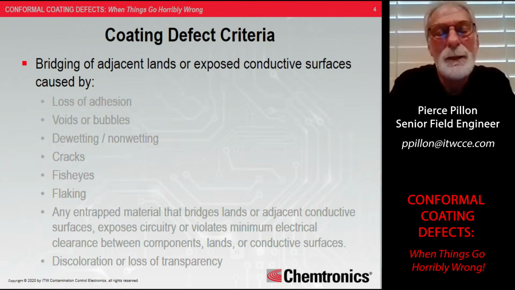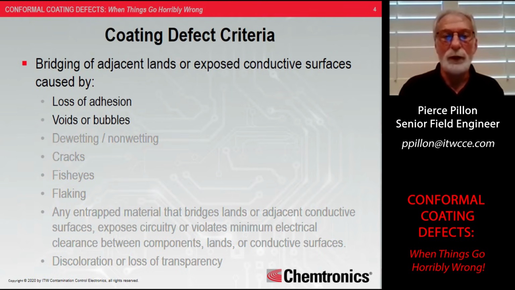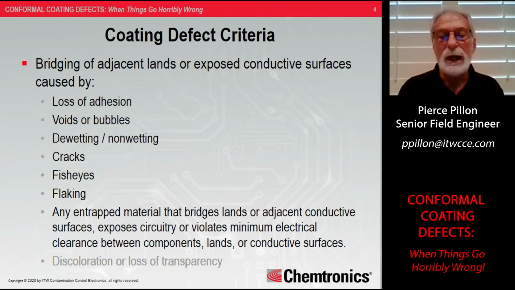That's just an example. If there's any bridging of adjacent pads or lands, or any exposed conductive surfaces, caused by loss of adhesion, voids, bubbles, dewetting, cracks, fish eyes, flaking, any entrapped material, FOD, that's entrapped in that coating that bridges the lands or adjacent conductive surfaces, if the circuitry is exposed, or if it's less than the minimum clearance between the components, lands, or conductive surfaces, that's considered a defect.